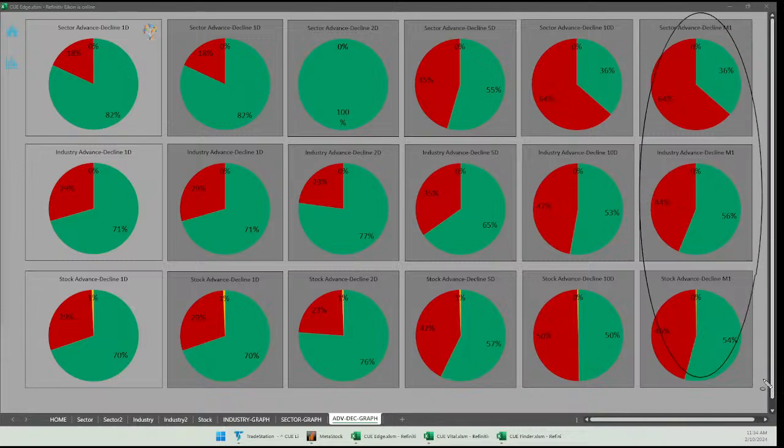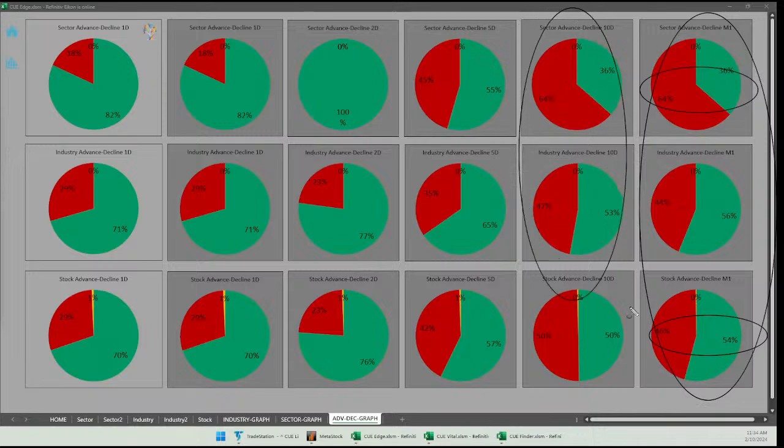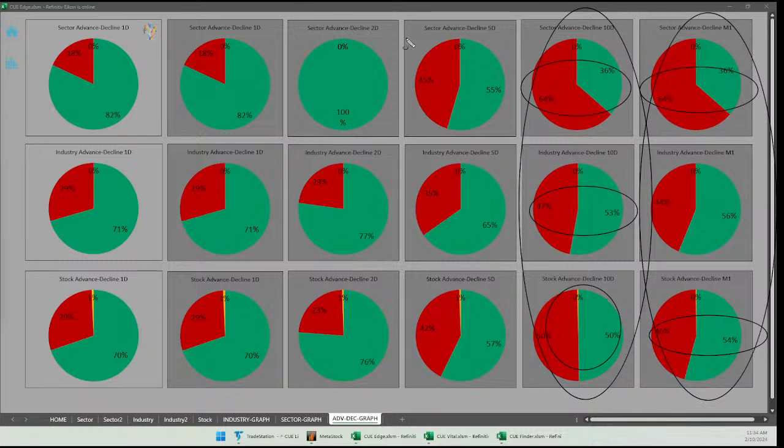The 1 month long term period is mixed. Cannot say it is bearish anymore. Until last week it was bearish. The 10-day long term view is mixed. Cannot say it is bearish. 5 days is bullish. So this week has turned bullish.